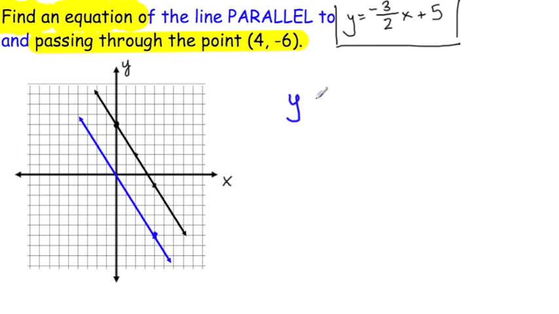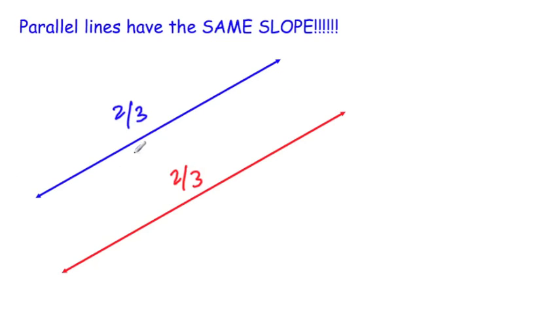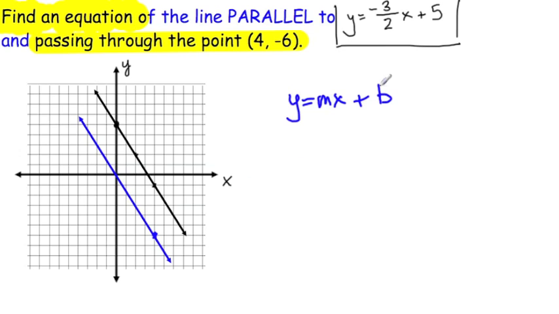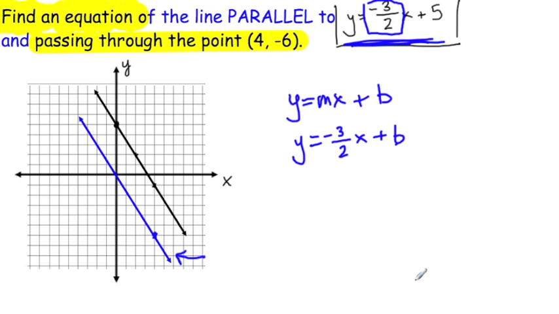All right, we got y equals mx plus b. So what did we say on the very previous sheet? We said parallel lines have the same slope. Well, if it's parallel to this, and if this has a slope of negative 3 over 2, then so does this one. Okay, so we know the slope. Now we just need to figure out b.